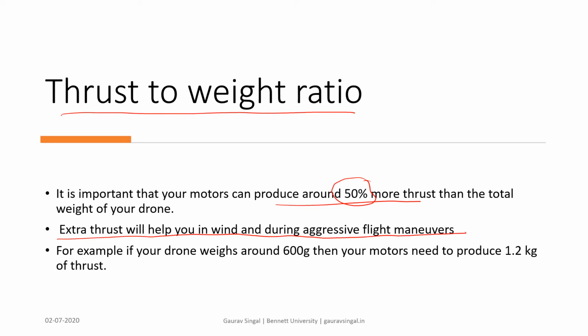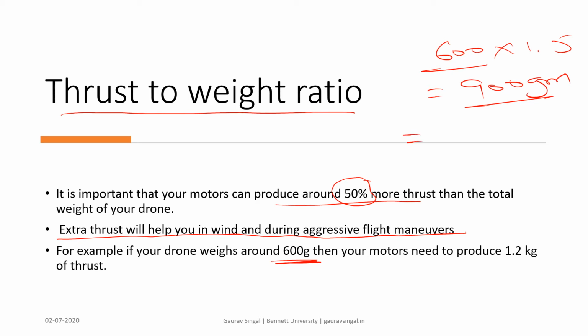Let me complete the slide, then I'll tell you an example. For example, if your drone weight is around 600 gram, then according to the calculation, it's 50% more, so you multiply by 1.5. So around 900 gram thrust is required. But for an extreme case, we can just take 1.2 kg thrust.